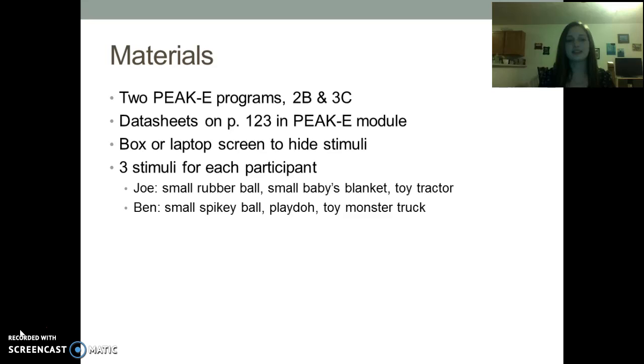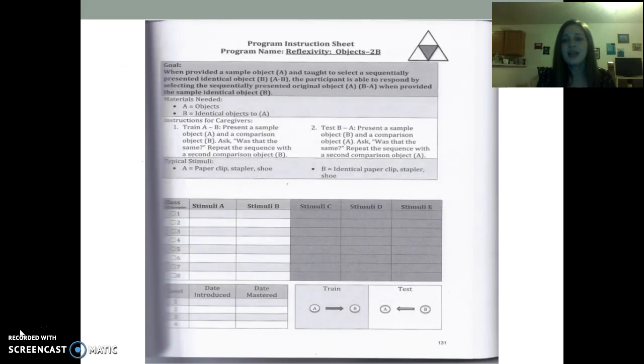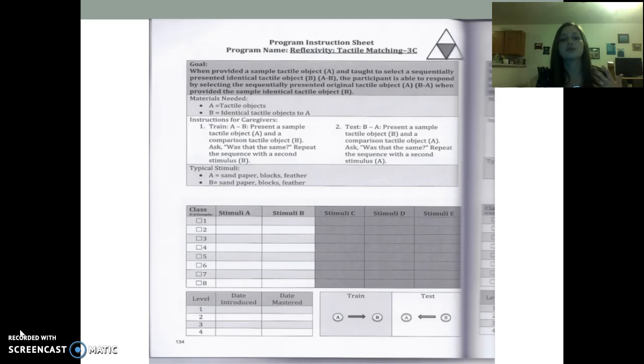The materials utilized for my study included 2 PEAK-E programs, 2B and 3C, and also the data sheets that were provided in the PEAK-E module. We also utilized a box or a laptop screen to hide the stimuli between the researchers and the participants. And then 3 stimuli were utilized for each participant. For Joe, that included a small rubber ball, baby's blanket, and a toy tractor. And then for Ben, that included a spiky ball, some Play-Doh, and then a toy monster truck. This is just a program description for program 2B, which was the visual reflexivity program. And then this is the program description for program 3C, which was for tactile matching.